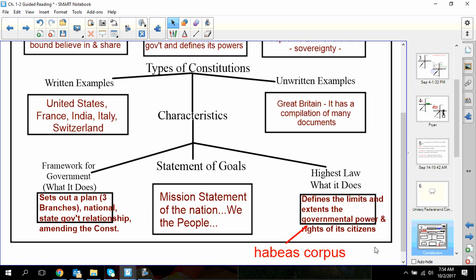And as you can see, I have the term habeas corpus here. So an example of a limit on our government is they can't just throw us in jail. They have 48 hours at the maximum before they have to charge us or let us go. That is habeas corpus.